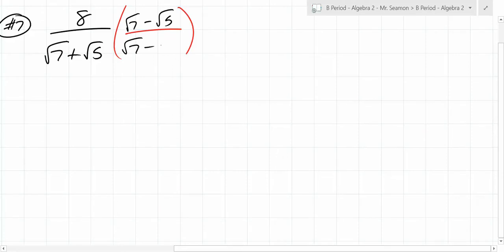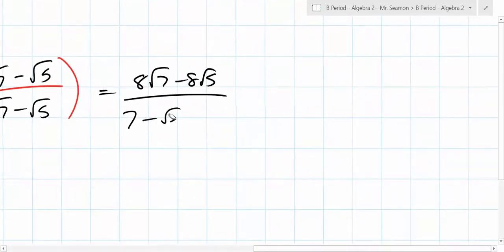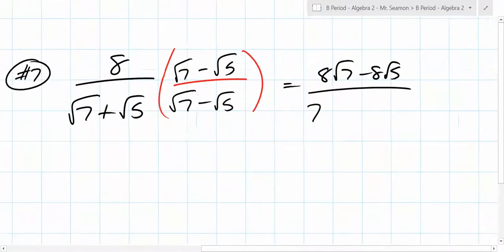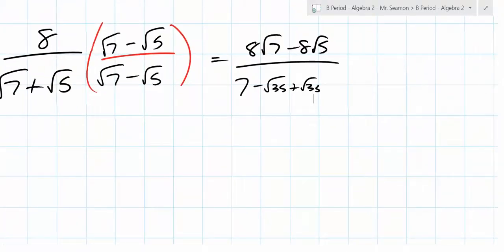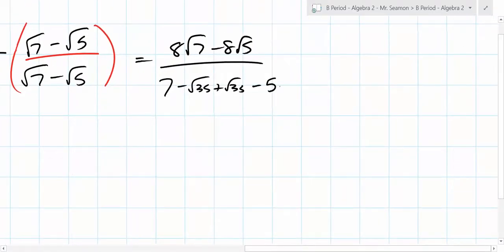Yeah, exactly. So when you do this, you end up with 8 root 7 minus 8 root 5 all over what? You get 7 minus the same thing, right? I'll write it out so we can actually see it. So you end up with root 7 times root 7 is 7, but then you get minus root 35 plus root 35, and then you get, what's negative root 5 times positive root 5? Minus 5, right? So what cancels in there? Yeah, and it better, because if it doesn't, you haven't rationalized the denominator. So you end up with 8 root 7 minus 8 root 5 over 2.